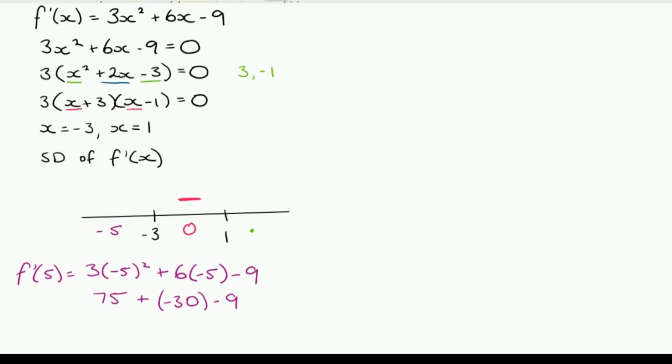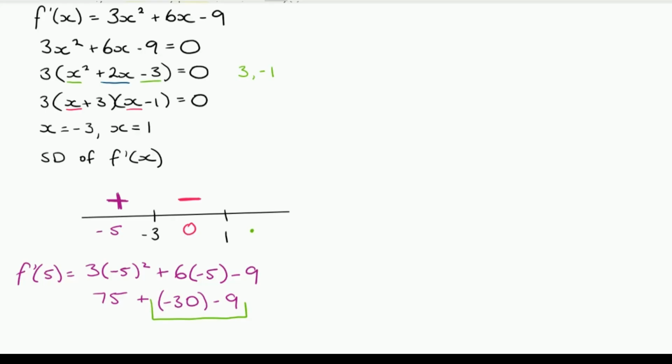Take 9. And I can see here I've got 2 smaller lower values, so that'd be technically take away 39. So I've got 75, take 39. So I know that this is going to end up giving me a positive number. Okay, so I know at this point, less than minus 3 of my critical value, my function is increasing.